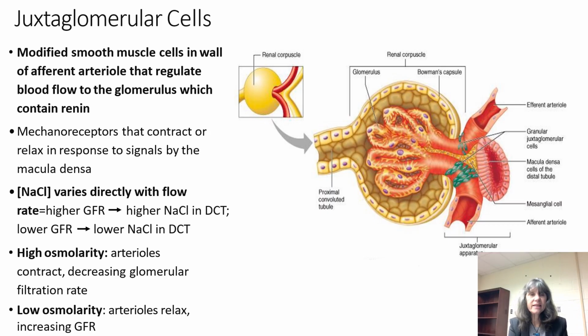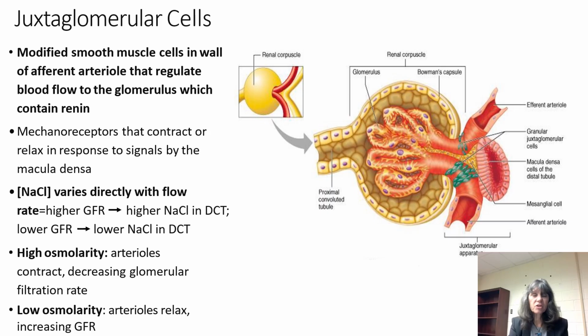So again, these juxtaglomerular cells, they're modified smooth muscle cells in the wall of the afferent arteriole that are going to respond to help regulate the flow of blood in the glomerulus, and these cells also contain that hormone renin. They also act as mechanoreceptors that contract or relax. That was that contractive response, the myogenic response. And that can also send signals to the cells in the macula densa.